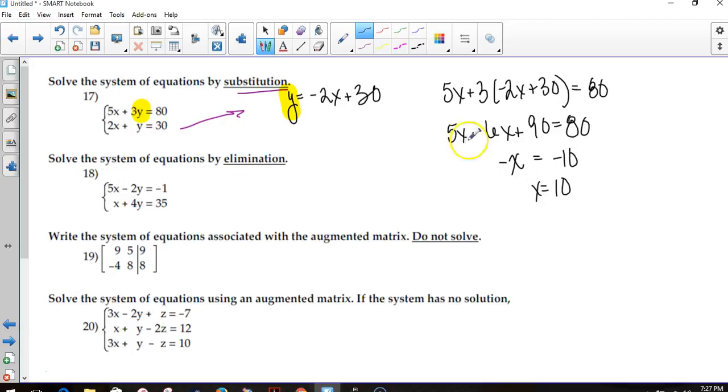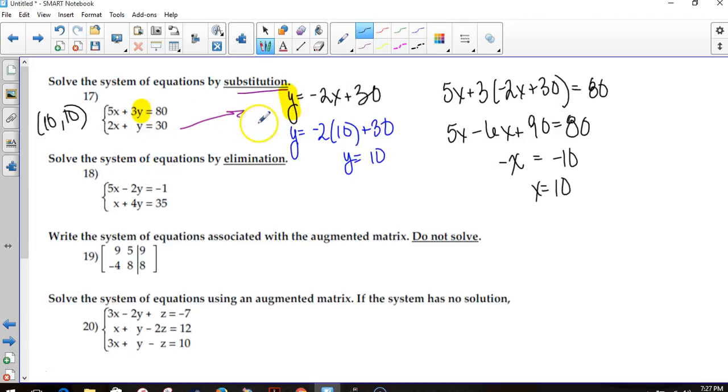If x is 10, pick your favorite equation, which is now officially the one that I just rewrote. Plug that in, and you get that y is 10 also. And so my solution, where these two lines would intersect, is 10, 10.